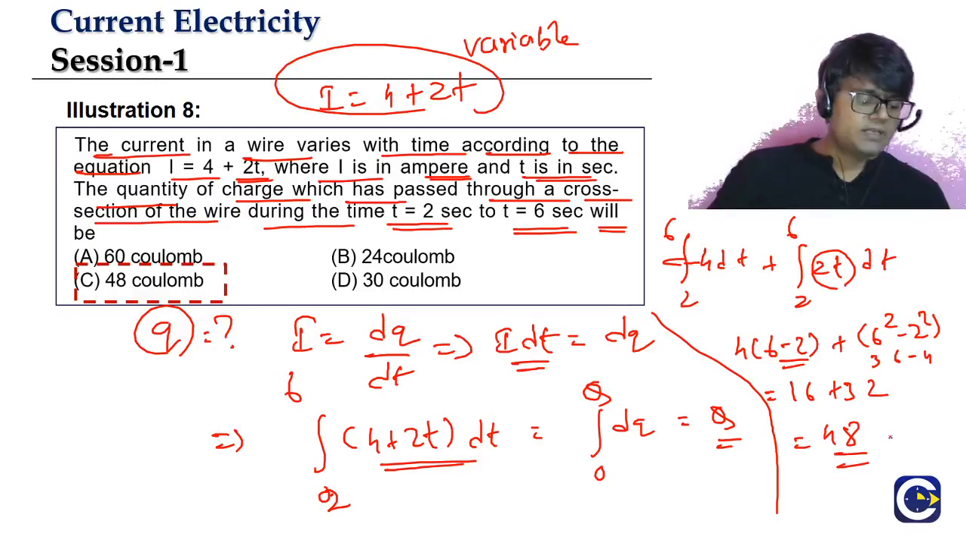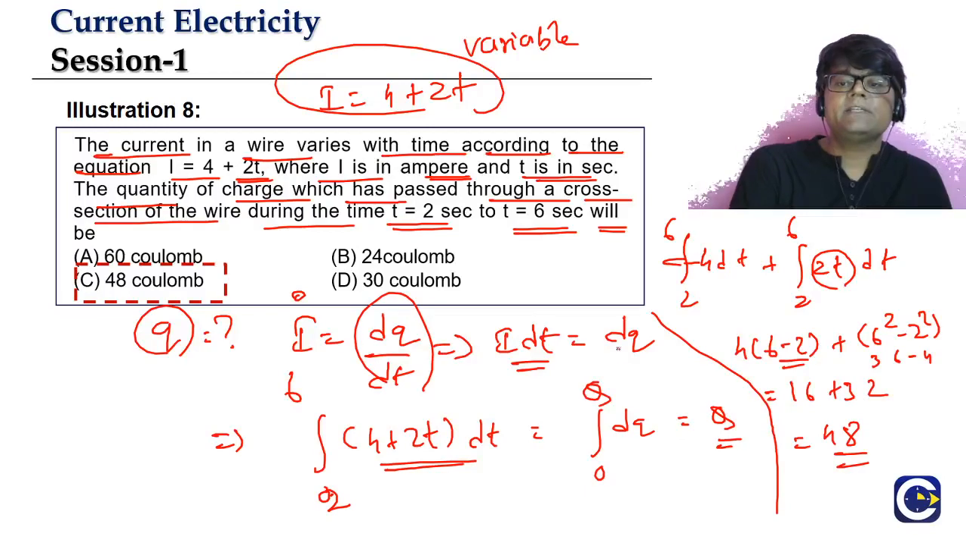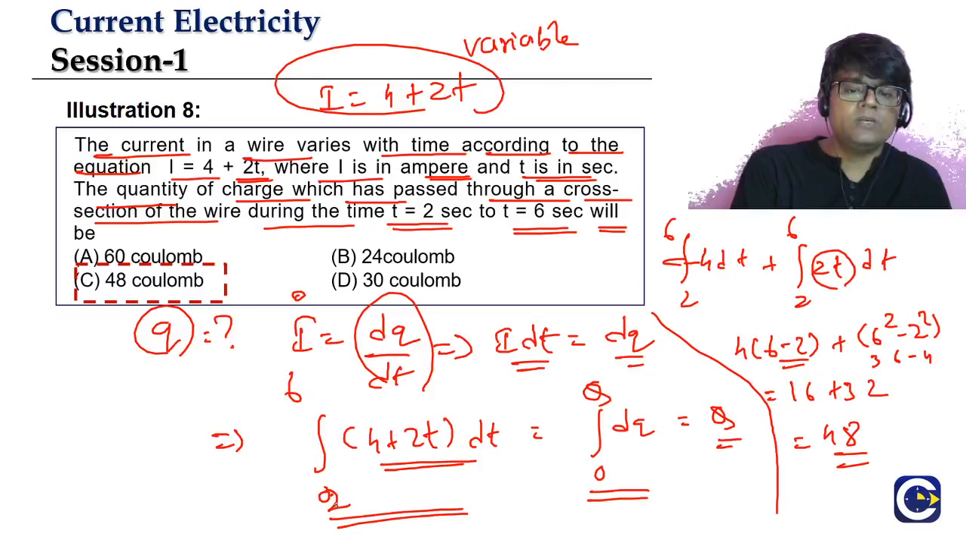Here we are using what? The idea of integration method. Why are we using the integration method? Because it is a variable current. So at an instant of time, we see the current formula is what? 4 plus 2t. So I is equal to dq by dt, means dq is equal to what? I dt. We want to find the total charge flowing, means we have to integrate this I dt term from where to where? Initial limit 2 seconds to final limit 6 seconds.